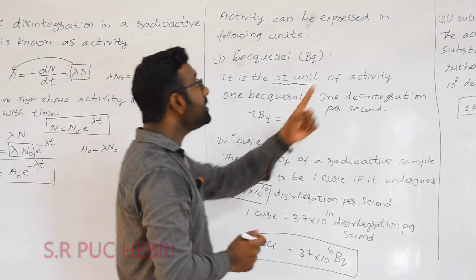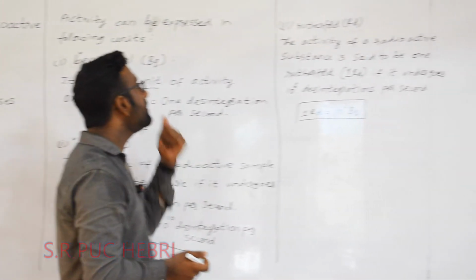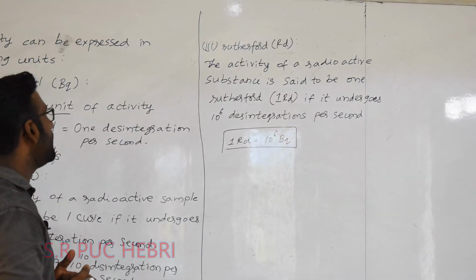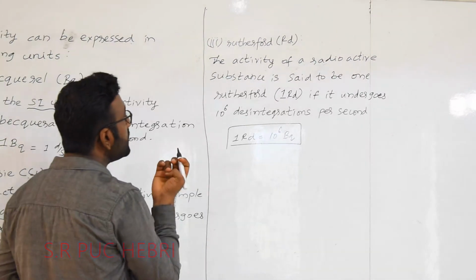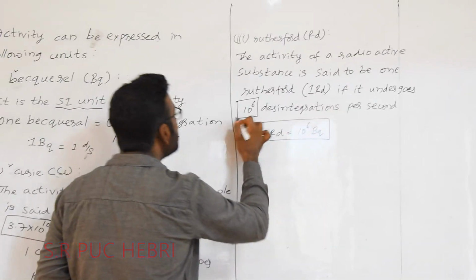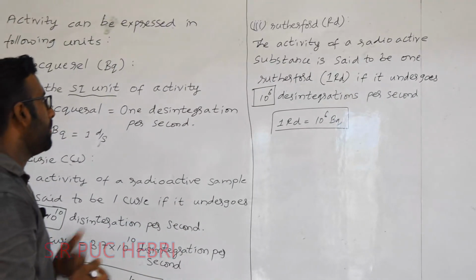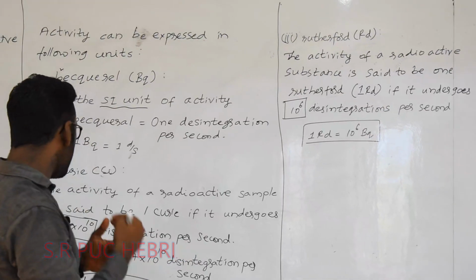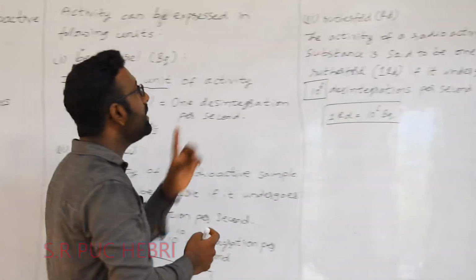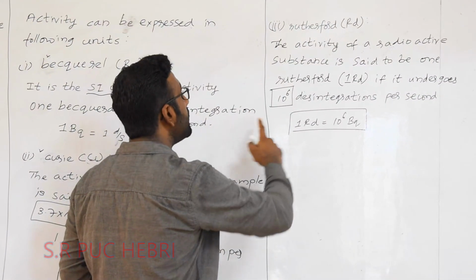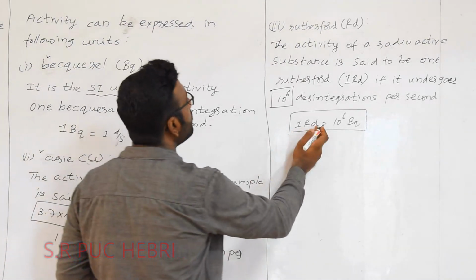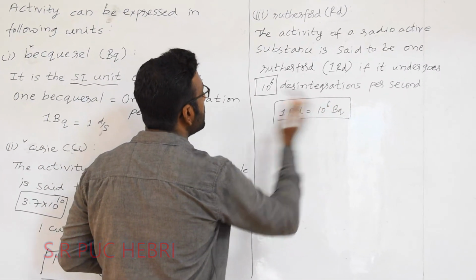Okay. Next one is Rutherford. Rutherford is another unit of activity. The activity of a substance is said to be 1 Rutherford when it undergoes 10 to the power 6 disintegrations per second. Remember, for Curie, it has to undergo 3.7 into 10 to the power 10 disintegrations, but in terms of Rutherford, it has to undergo 10 to the power 6 disintegrations. Then we can write 1 Rutherford is equal to 10 to the power 6 Becquerel.